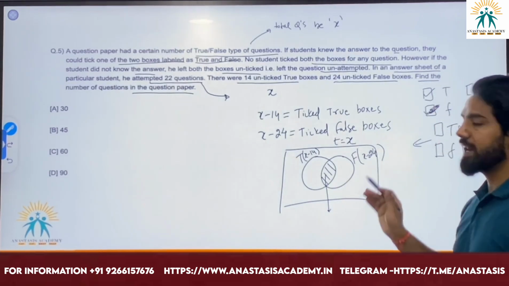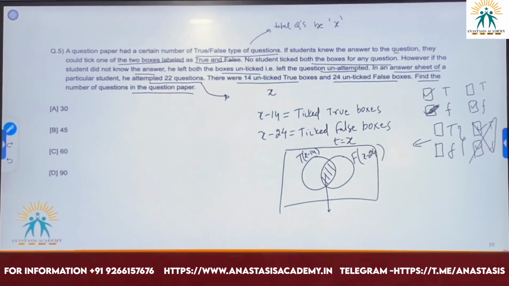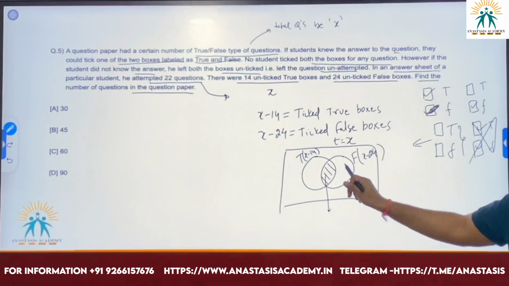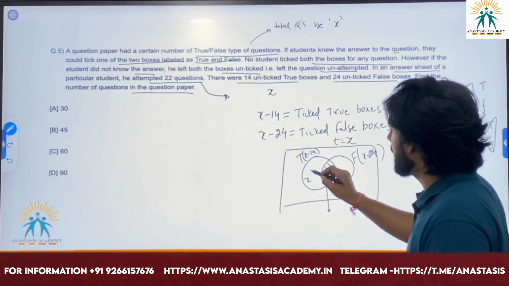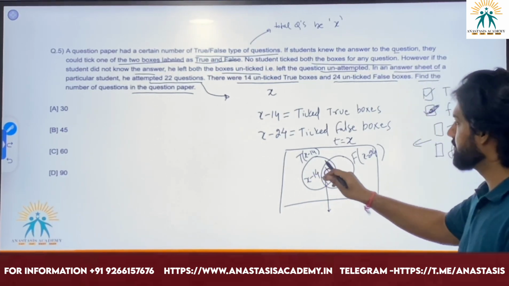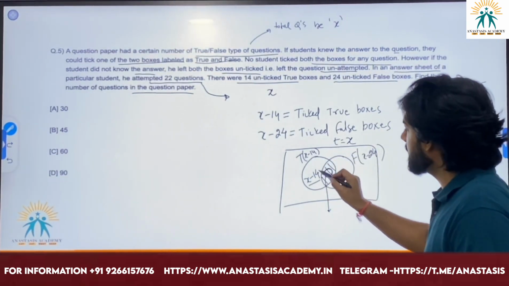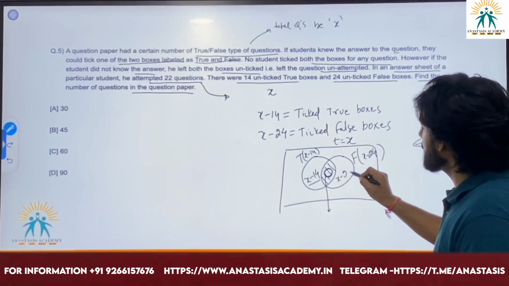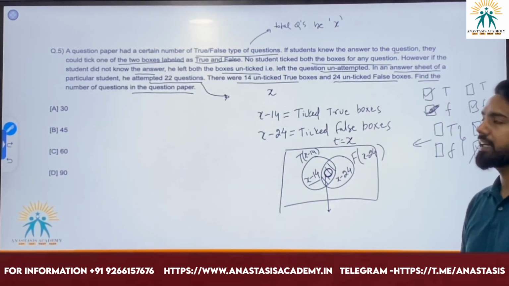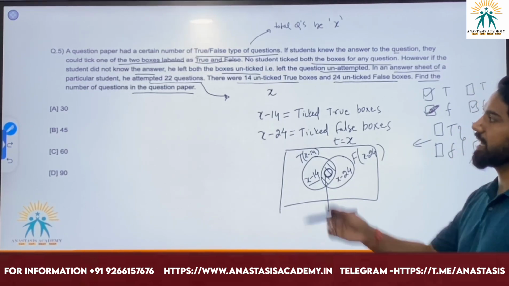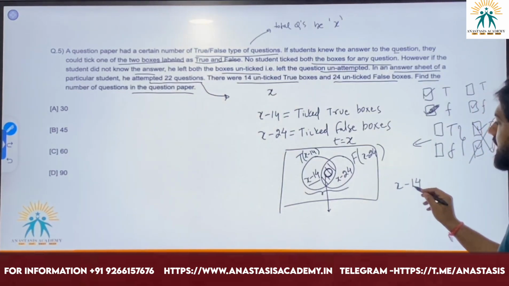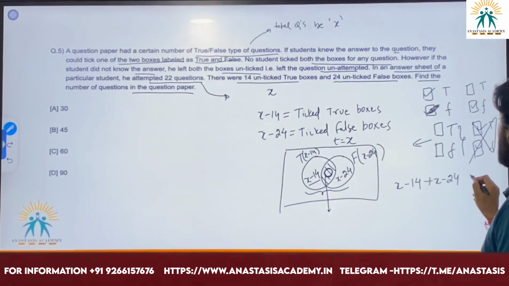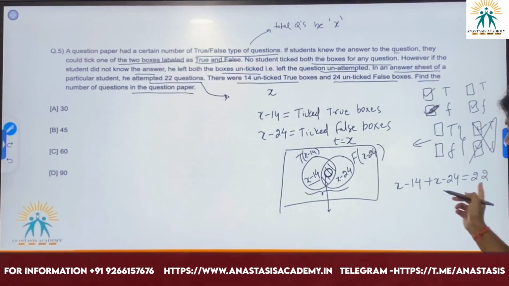The overlap is where both boxes are ticked, which is not possible. It is already given that no student ticked both the boxes, so I know this value is 0. So the number of only true ticked boxes is x minus 14, and x minus 24 is the number of false ticked boxes. Total questions attempted are 22. So the union, x minus 14 plus x minus 24, is equal to 22, because these are the attempted questions out of the total.